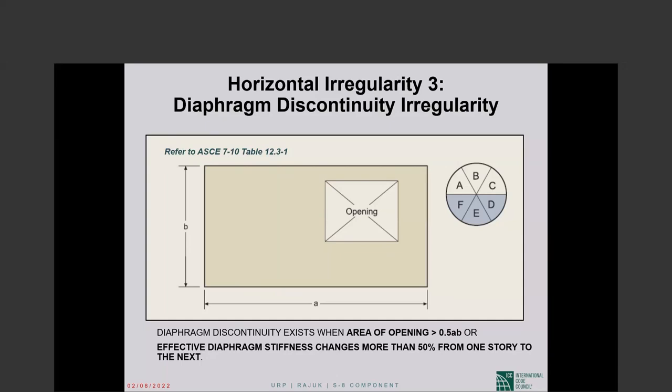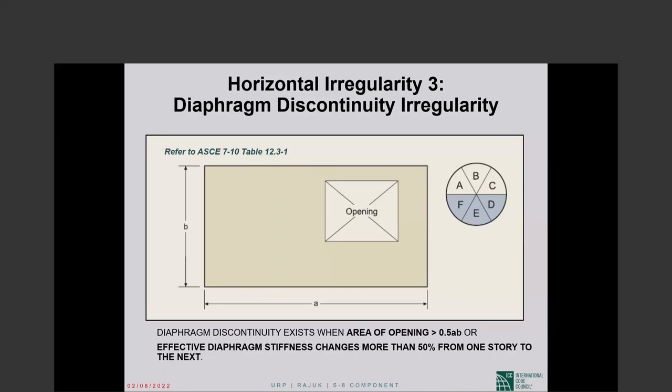That makes it a bit of a problem. But anyway, significant change in diaphragm stiffness from one story to the next. This irregularity is not very well defined, and it has undergone changes in subsequent editions of ASCE 7 that I cannot go into today. But in ASCE 7-05, you will see exactly what you see here. No change from ASCE 7-05 to ASCE 7-10.